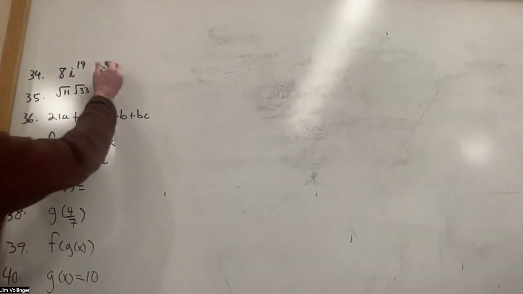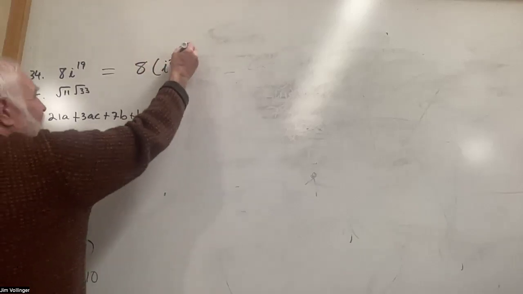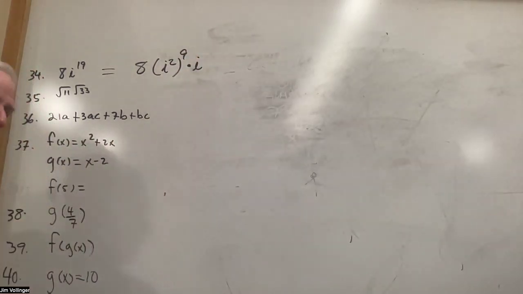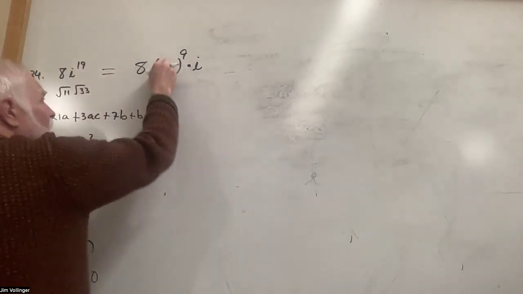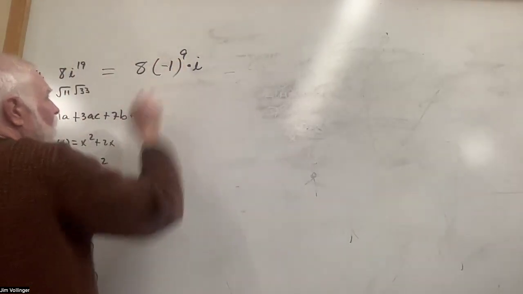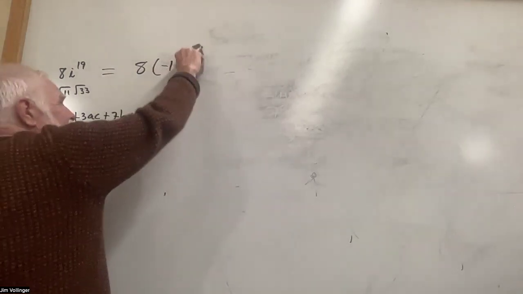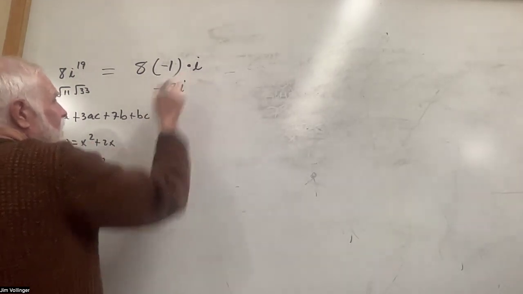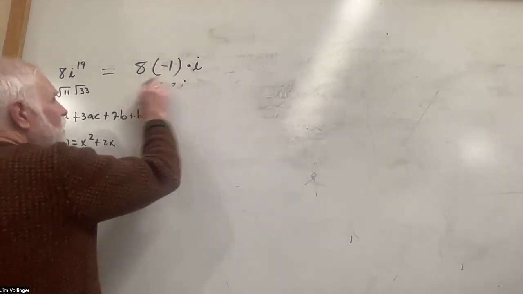All right. 8i to the 19th may also be written as 8i squared... 9 times gets me to 18. 1 more gets me to 19. I know that i squared is negative 1. I know negative 1 times negative 1 times negative 1, 9 times, is a negative. So my answer is minus 8i. And with practice, you can do those in your head pretty quickly and easily, provided we get enough practice, and we will.